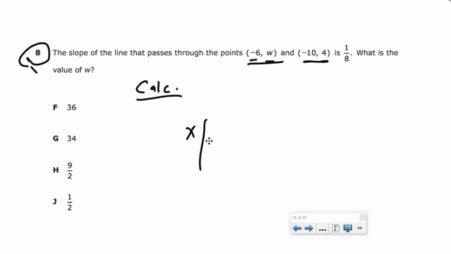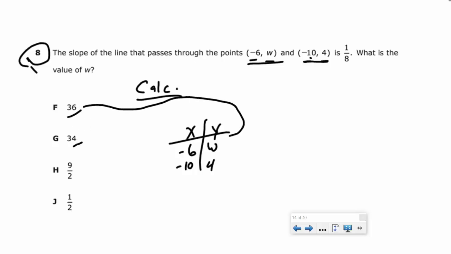If you're writing it as an X and Y table, then your X values are -6 and -10. Your Y values, we're not going to say W, I don't really know what W is, and this other one's going to be 4. This unknown value for W, what we're going to substitute for that are these answers. We're going to plug these in for W one by one. So let's try this, and we're going to try to get a slope for this line that's equal to 1/8 by substituting these values. Alright, so let's open up a calculator.